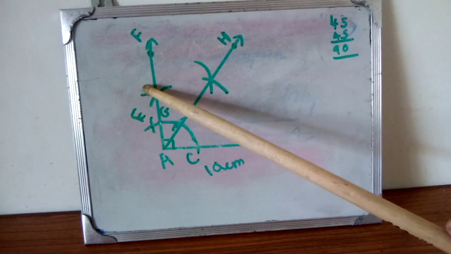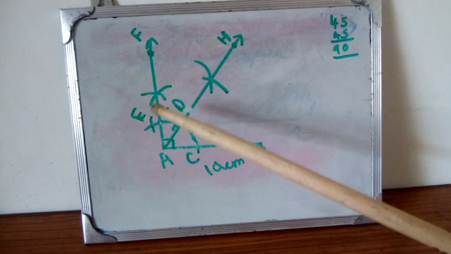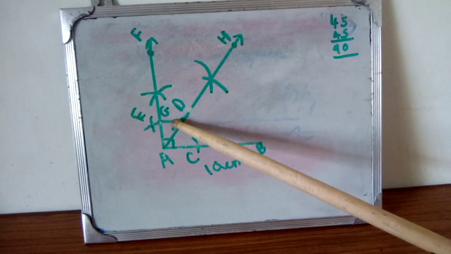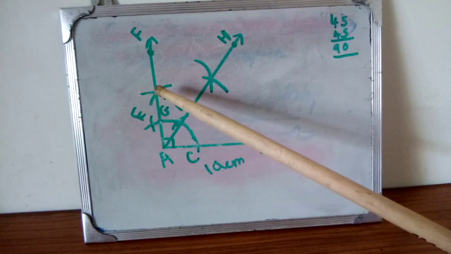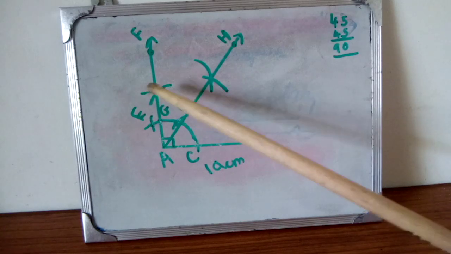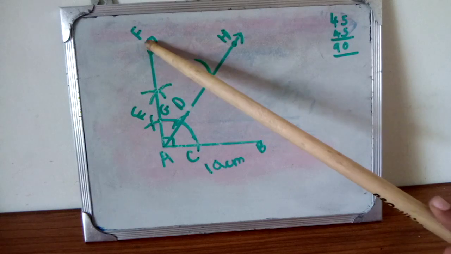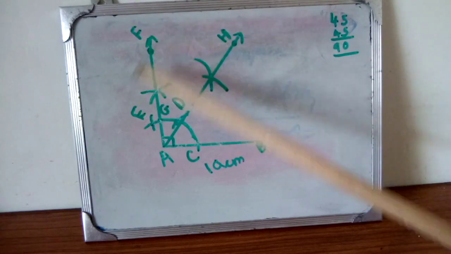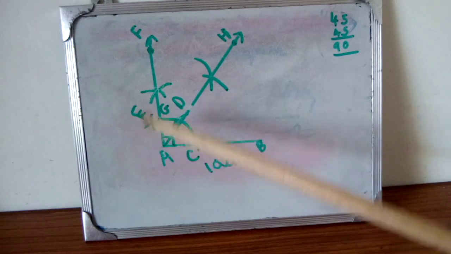Then keeping the compass tip at point T and with the same radius we made an arc in the upward direction, this arc, and keeping the compass tip at point D with the same radius we made an arc in the upward direction to intersect the previously drawn arc. Now we joined this line segment AF. This angle FAB is of 90 degrees.